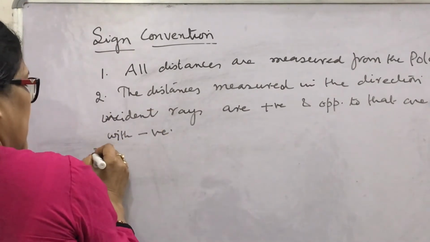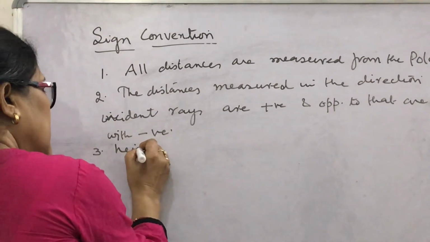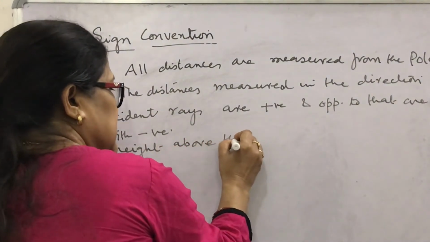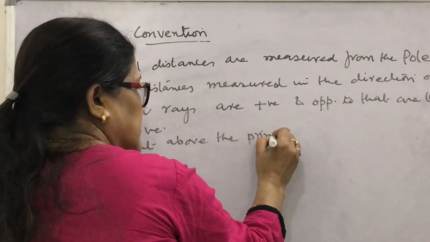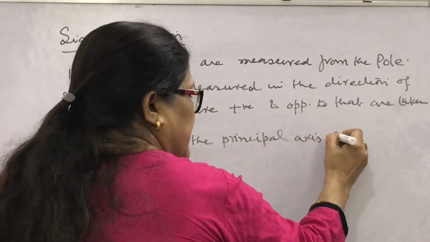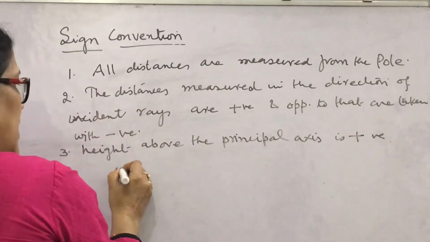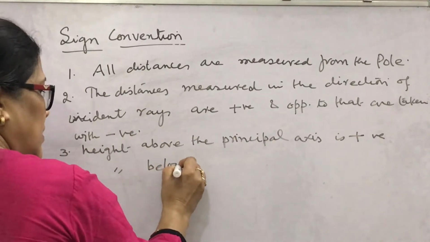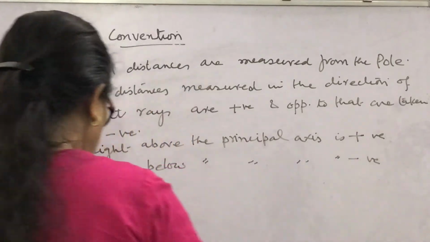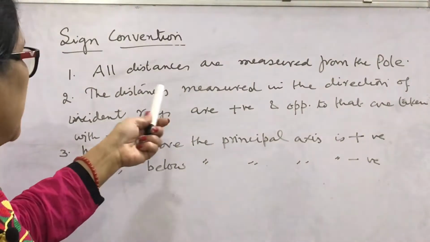Third, height above the principal axis is positive and height below the principal axis is negative. How? Let's see.